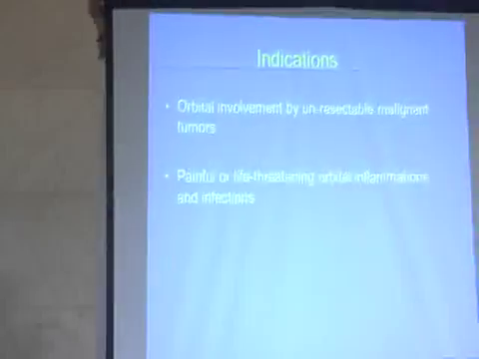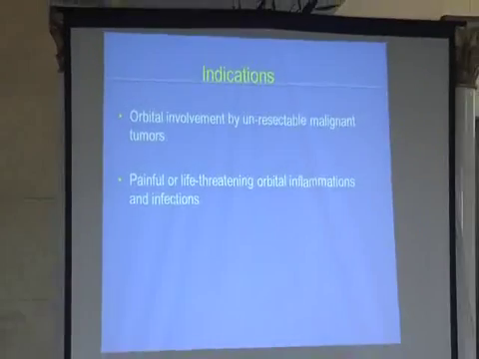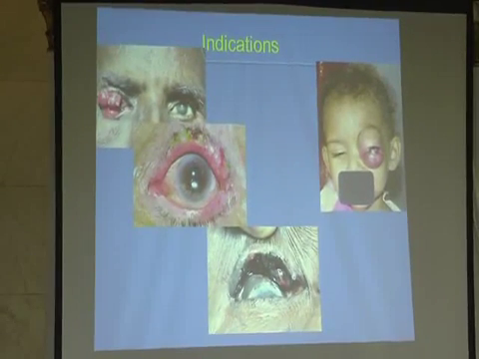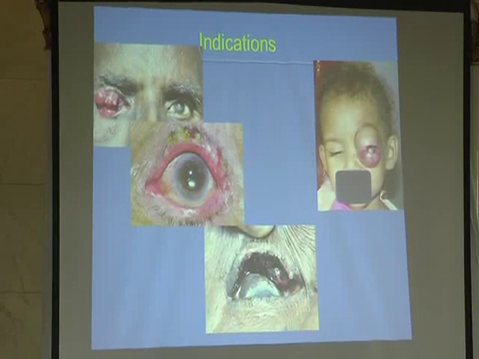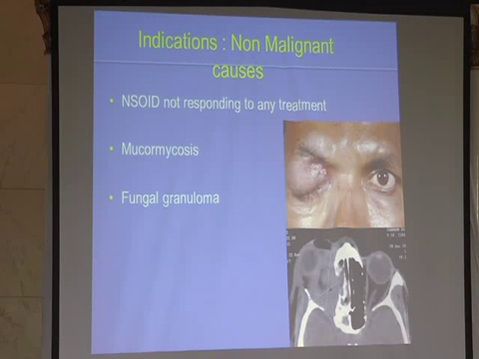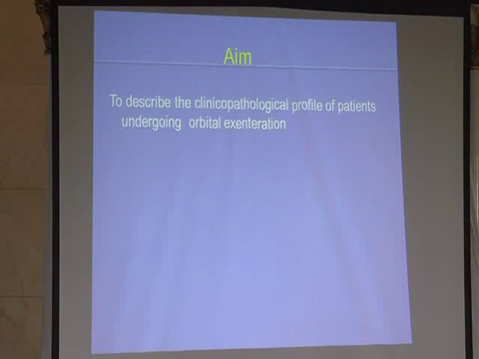The common indications are orbital involvement by unresectable malignant tumors, but rarely it can be advised for painful or life-threatening orbital inflammations and infections. The malignant spectrum includes eyelid malignancies, pagetoid spread of malignancies over the ocular surface neoplasias, extraocular extension of the intraocular tumors, as well as primary orbital tumors. These are a few rare non-malignant causes which need exenteration, and these are rare relative indications where exenteration may be advised. So the aim of our study is to describe the clinico-pathological profile of patients undergoing orbital exenteration.